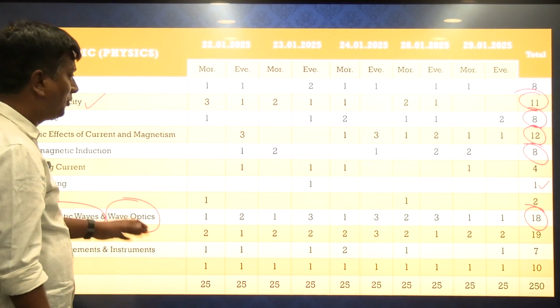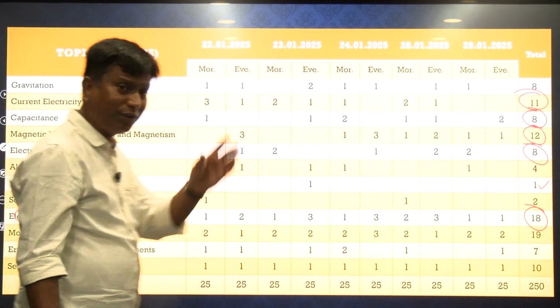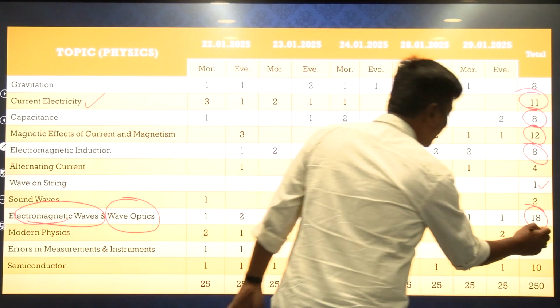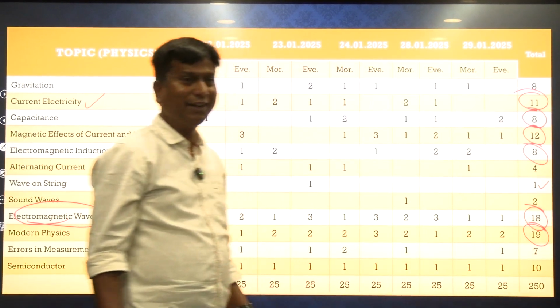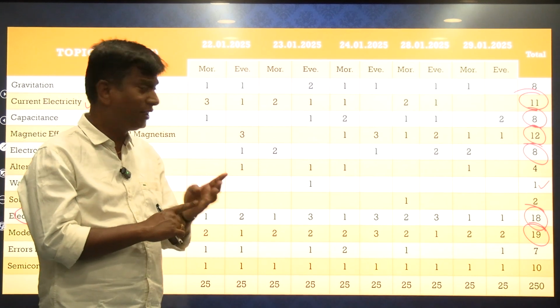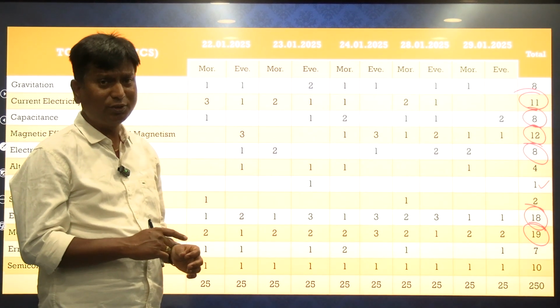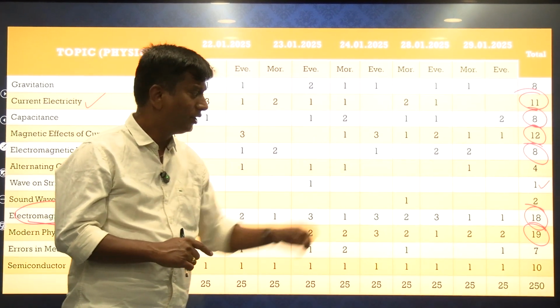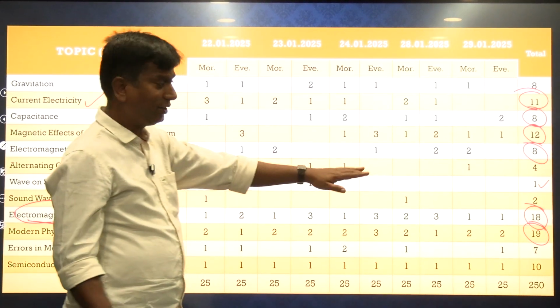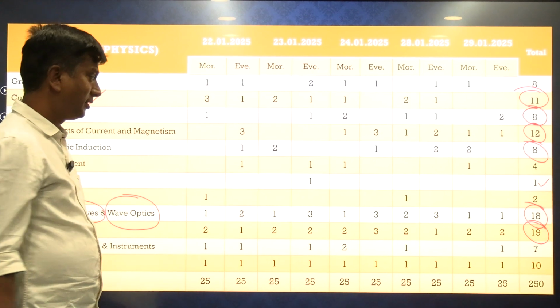Next, modern physics, yes, which includes your dual nature of matter, atoms and also nuclei, you got 19 questions, means you can say every paper a dual nature question was compulsory, and atoms and nuclei also almost 1 question. So 19 questions means on an average 2 questions in every paper, but that's because of total 10, right?